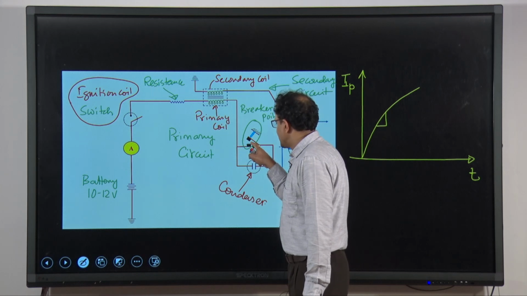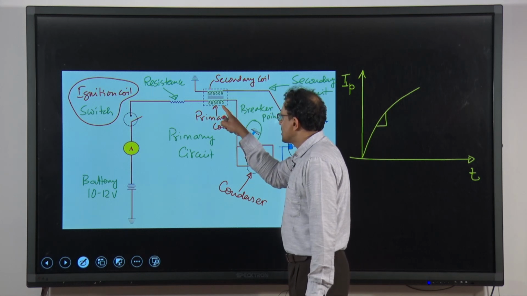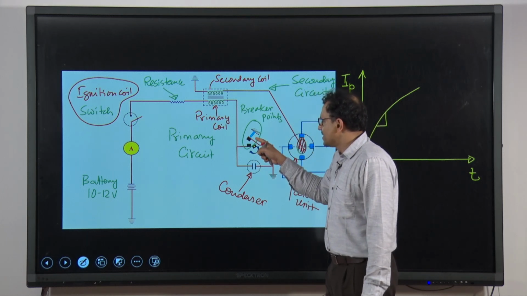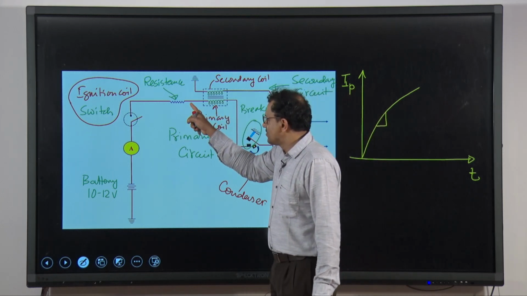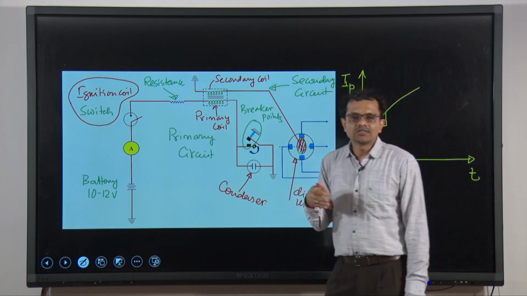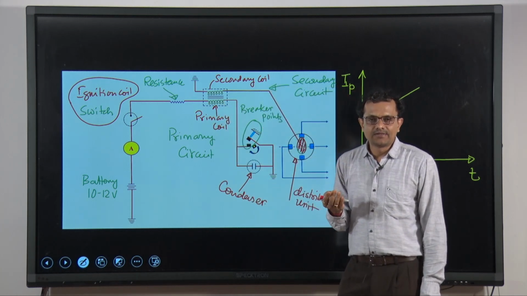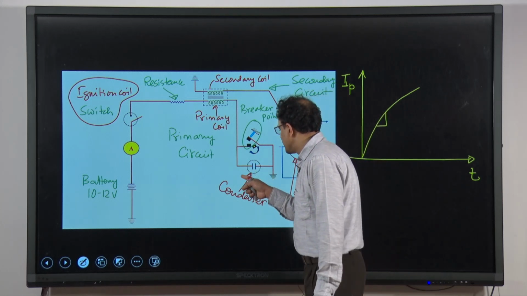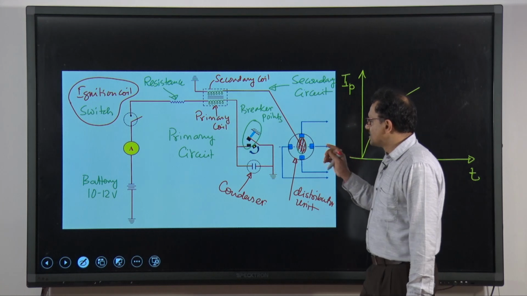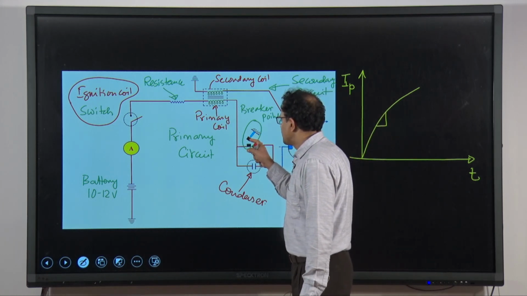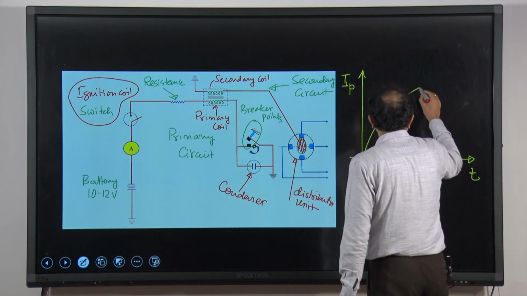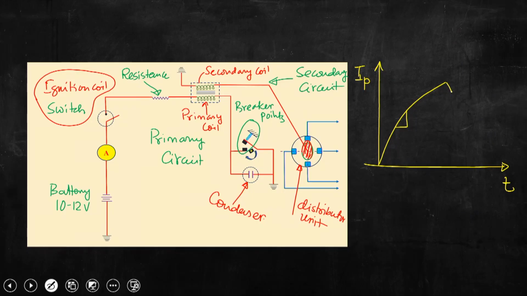The current will again try to flow in the primary circuit. When the breaker points are closed, a current is flowing through this primary circuit, that is the battery current. If we open these breaker points, again a current will flow through the primary coil because of this induced magnetic field, and that current will also try to charge the condenser. Now, what we see is that the moment we open the breaker points, the magnetic field will collapse suddenly, and then this current will drop.